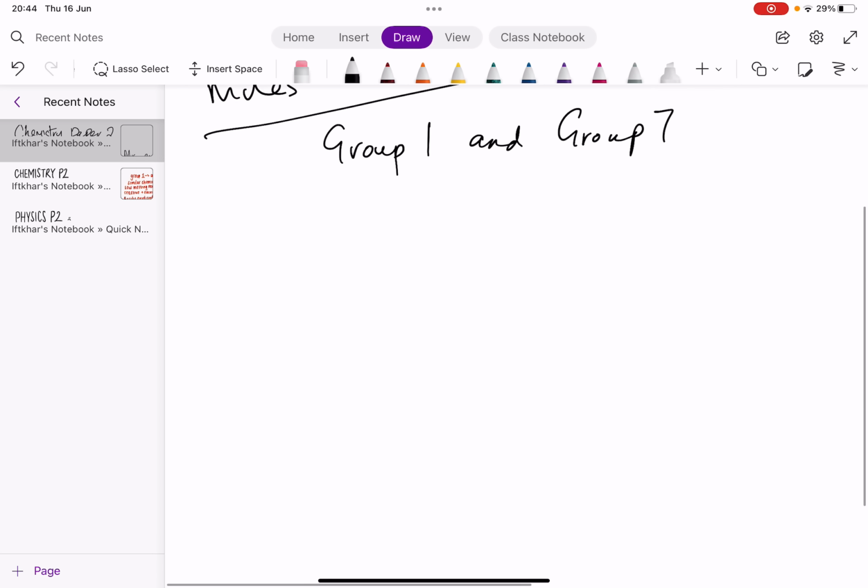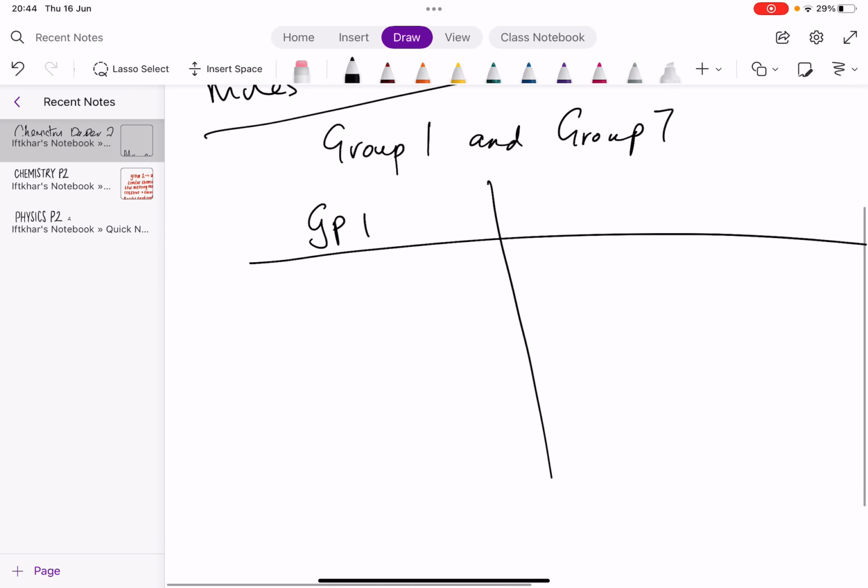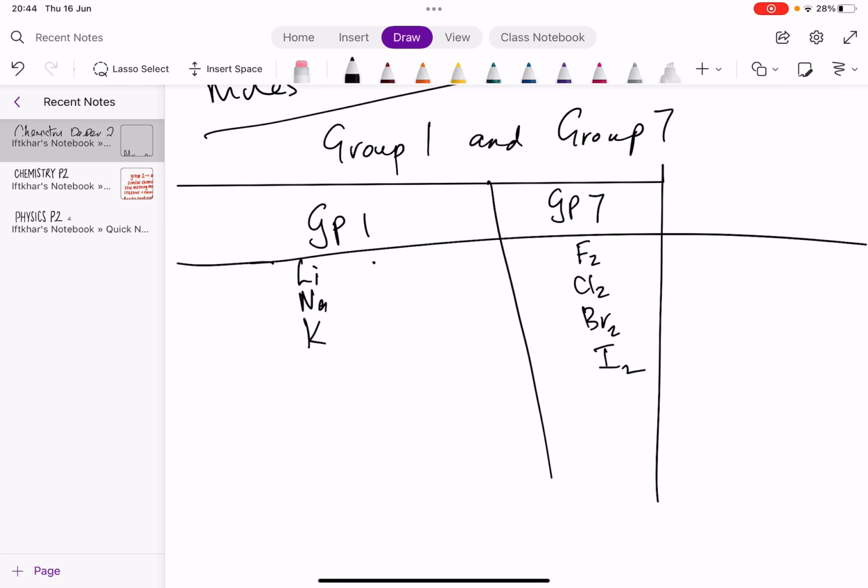So the key things to look at. What I'm going to do is compare group 1 and group 7 chemistry. In group 1 we're looking at lithium, sodium, potassium, and in group 7 we're looking at fluorine, chlorine, bromine, and iodine. In both cases, as we go down the groups, I'll write it here. On going down the group, these are the common trends.